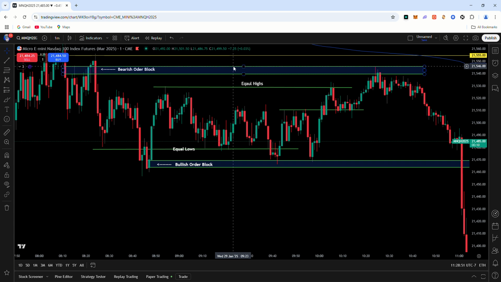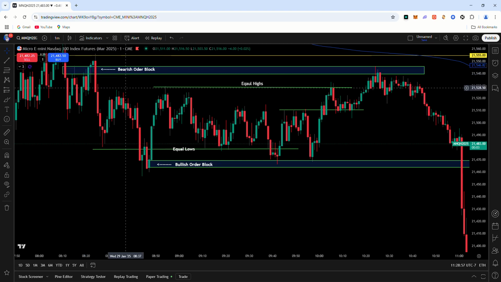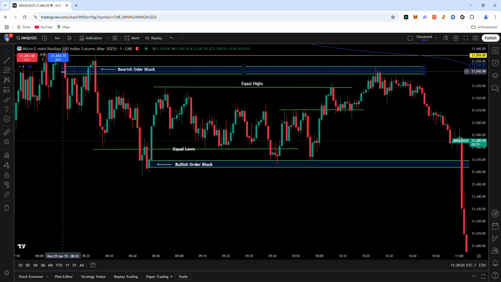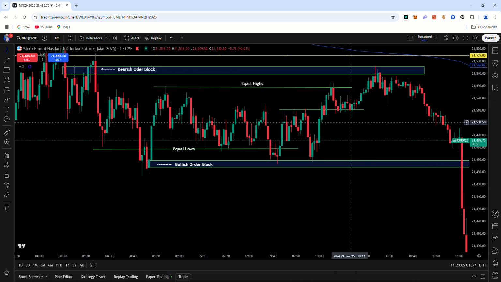Like the 4-hour was bearish pretty much this whole time, right? Because the 4-hour started at 8 o'clock. This is 8 o'clock all the way till 10:30. We're still within this 4-hour candle. This is inside of the 4-hour candle. Right? We're playing inside of the bearish 4-hour candle.